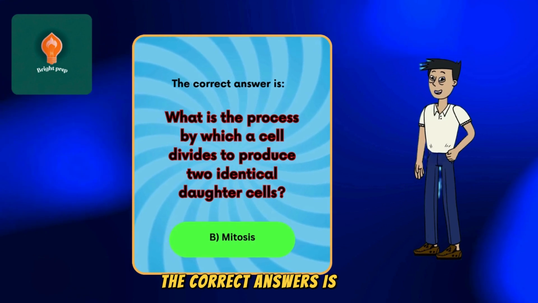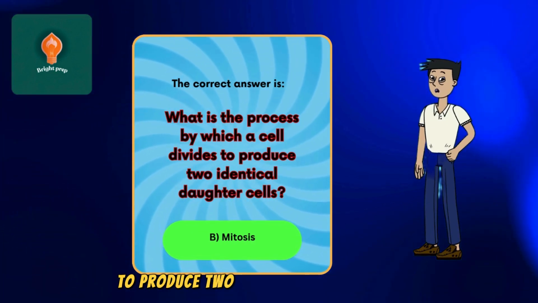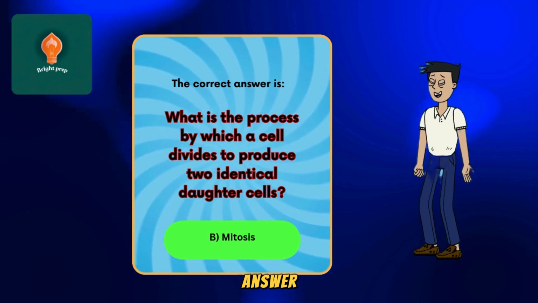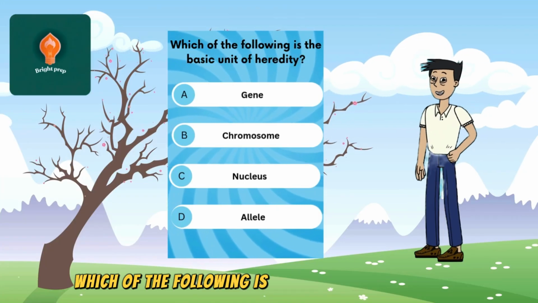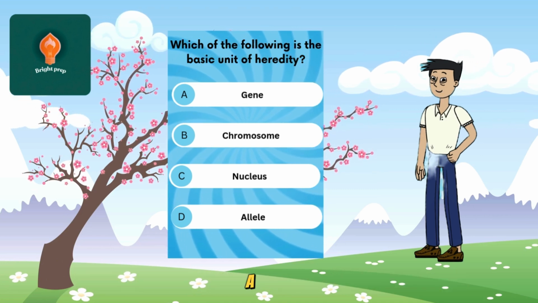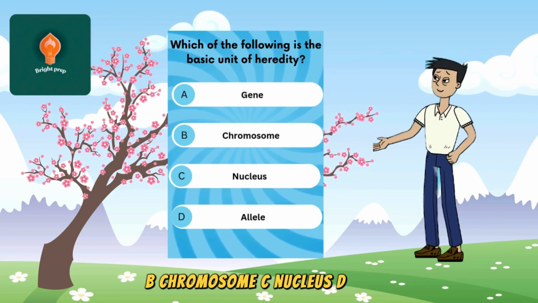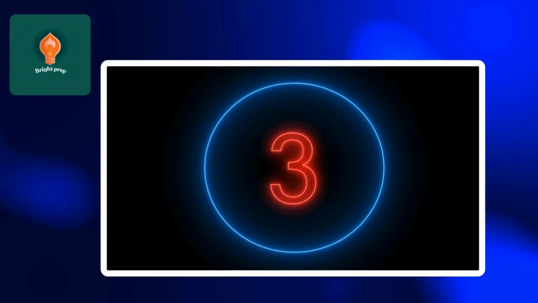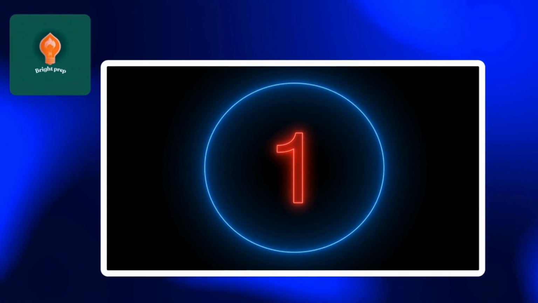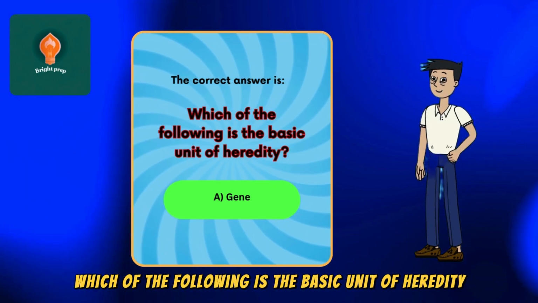The correct answer is, what is the process by which a cell divides to produce two identical daughter cells? Answer B. Mitosis. Which of the following is the basic unit of heredity? A. Gene. B. Chromosome. C. Nucleus. D. Allele. The correct answer of which of the following is the basic unit of heredity?